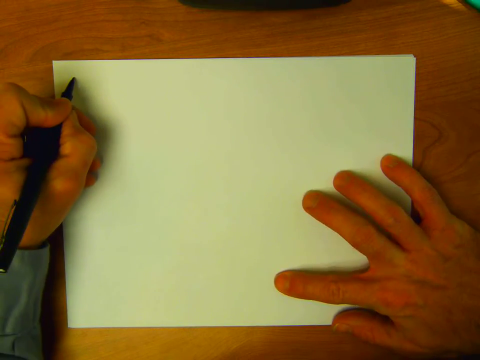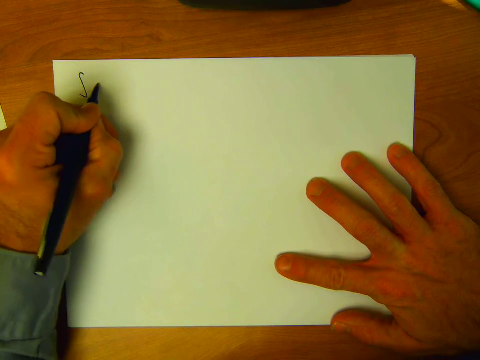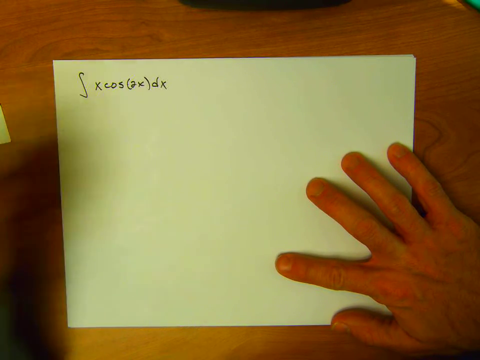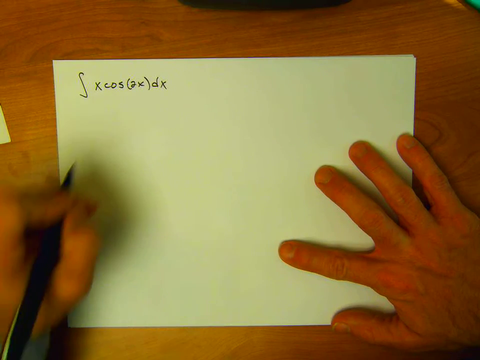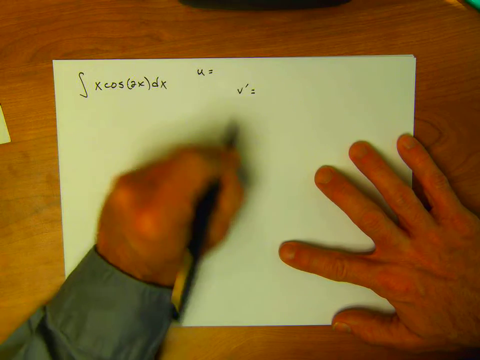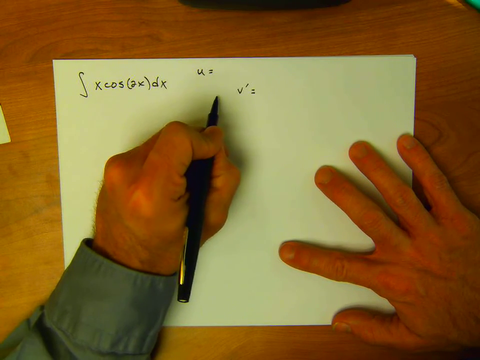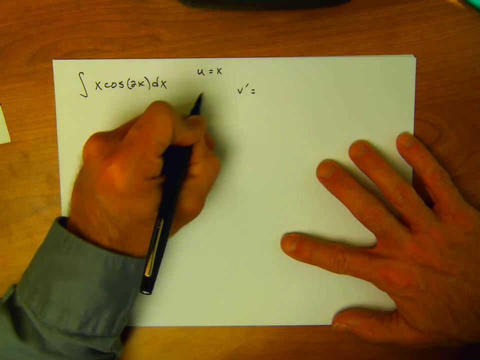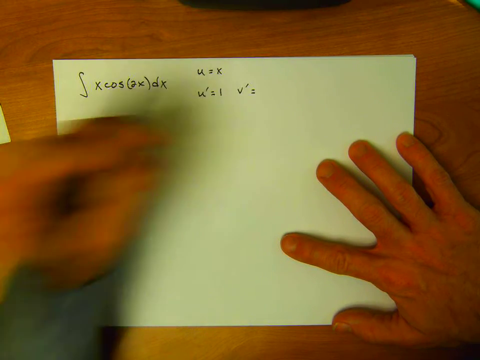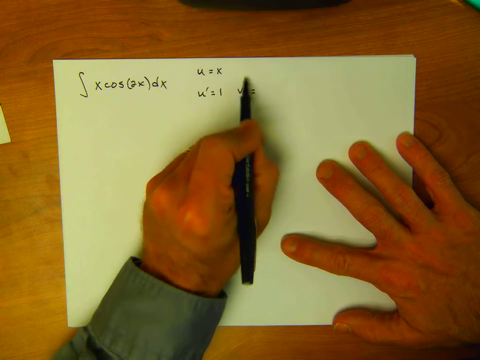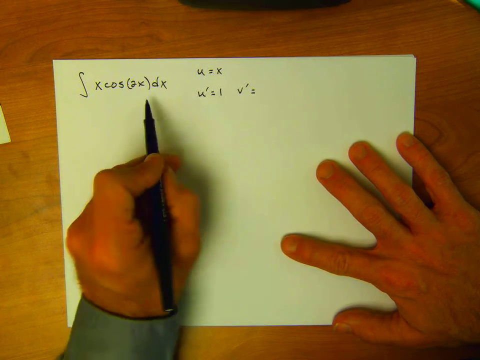Okay, so let's take a look at something like the integral of x times cosine of 2x dx. Again, the first thing we want to do here is identify what u and v prime are, and then from there, I can figure out what u prime and v are. Now, in general, if you have just an x hanging around, it's a good candidate for u, because once I take the derivative, I just end up with 1.